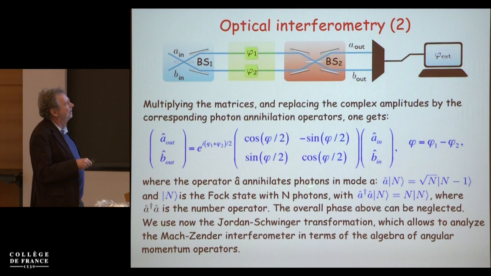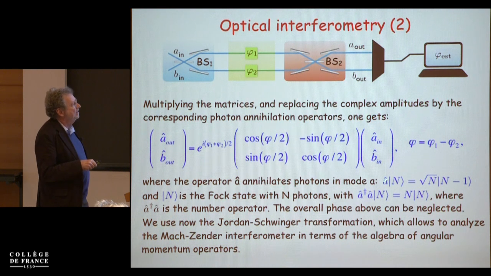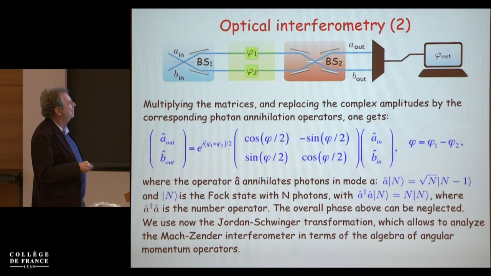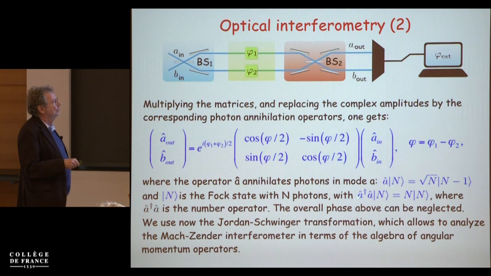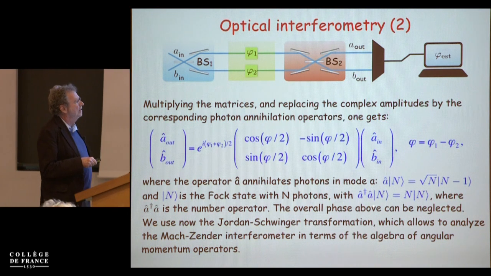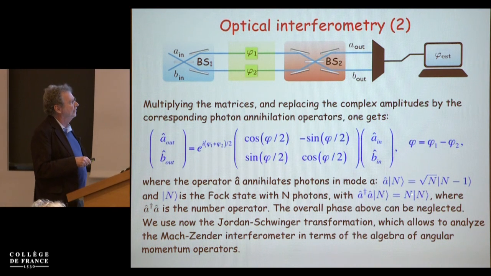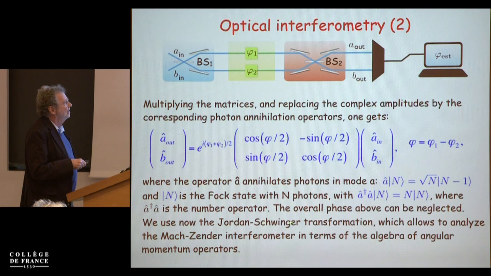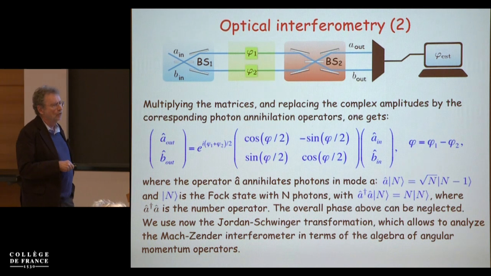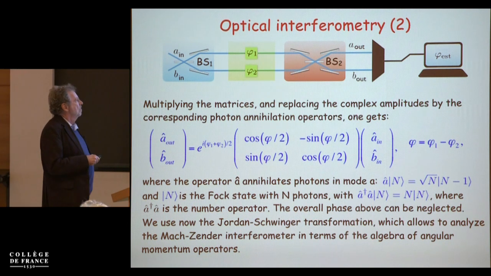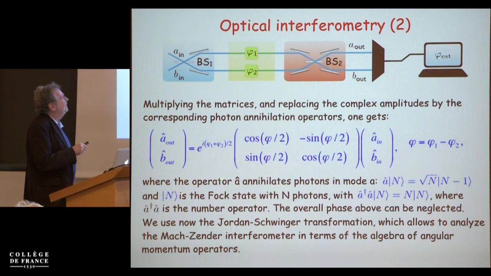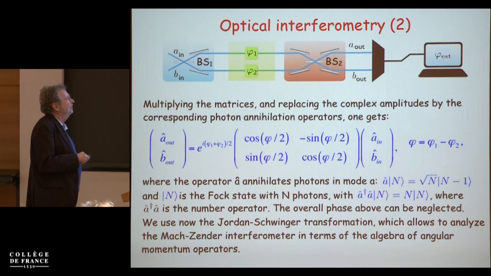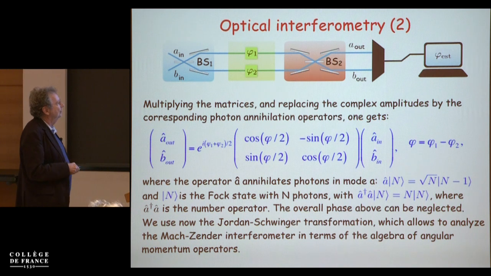This annihilation operator annihilates photons in mode A, so that if you apply A to a state with n photons, you get this relation here. You get a state with n minus 1 photons. And on the other hand, A dagger A applied to this state with n photons gives us the number n times the state, which means that A dagger A is the number operator in this case. Now, we neglect this overall phase here, so for us what really matters is this transformation.